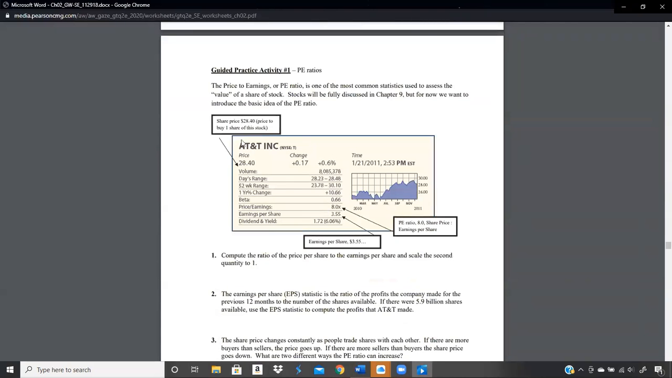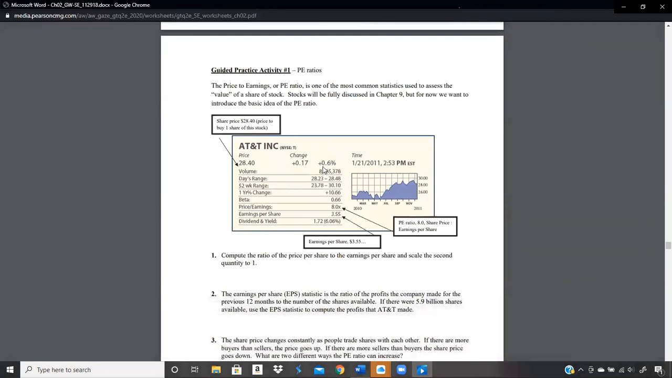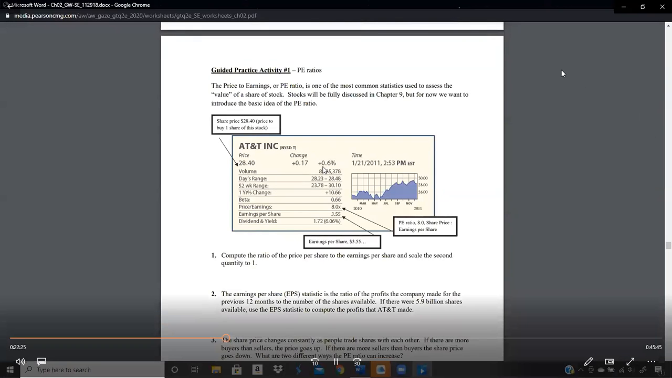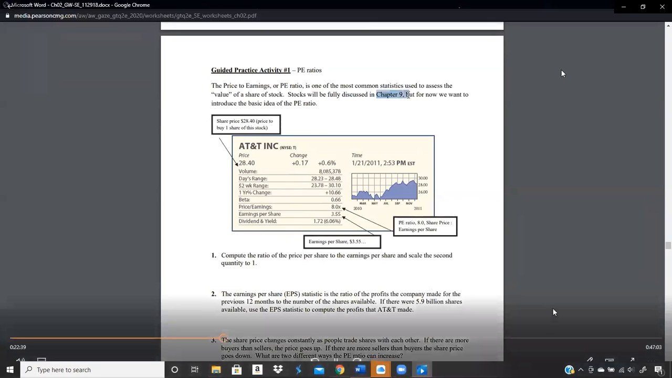Okay, so here's what a stock ticker looks like, or a stock quote. Some people call it the ticker, some people call it the quote. Again, I don't really care what you call things. It's not super important to know the deep, detailed names. It's understanding how to use them and apply them. So the PE ratio is one of the most common statistics used to assess the value of a share of stock. Again, it's not the end-all be-all, it's a way. We will discuss this more in chapter 9, but for now we're just going to go with this PE ratio idea.